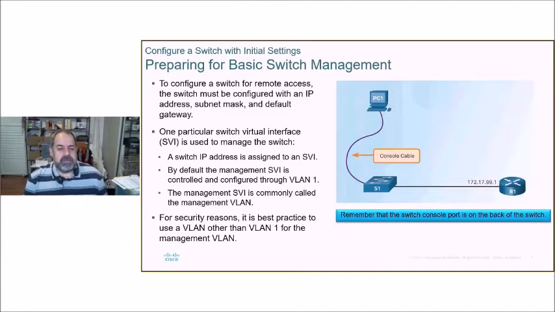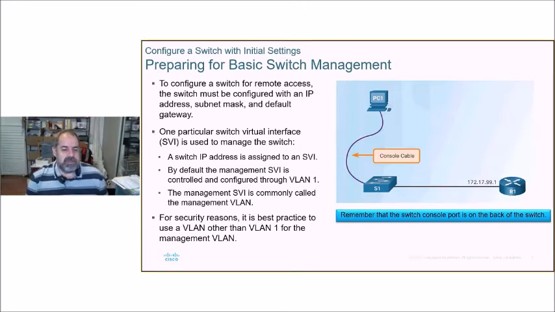Okay, so basic switch management. Of course, we use the console cable as per standard, and the switches we've got do not have a USB port on them, so the console cable is the only option. To configure a switch for remote access, the switch must be configured with an IP address, subnet mask and default gateway. That last one is only if you're going to manage from a different subnet. One particular switch virtual interface is used to manage the switch, and so a switch IP address is assigned to the switch virtual interface.